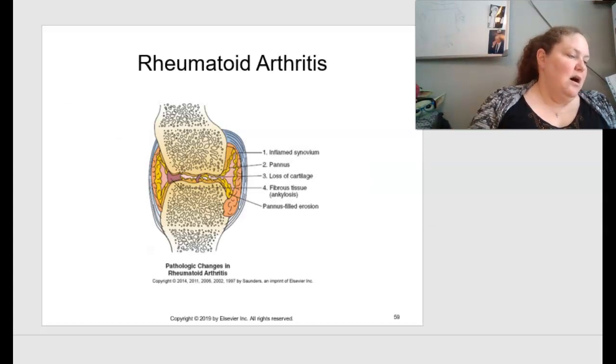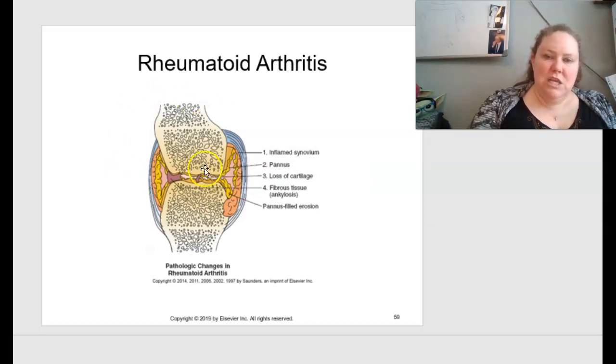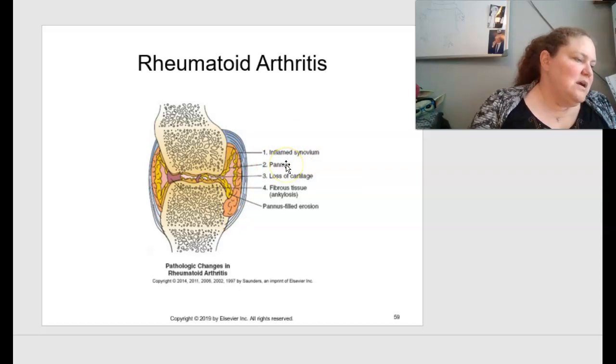Looking at the pathologic changes in the rheumatoid arthritis joint, you can see here the inflamed synovium. So that's a synovial fluid space that's going to be inflamed. You have the pannus that's going to be there. You have a loss of cartilage that you can see here. You have fibrous tissues that can grow. Then you have the pannus-filled erosion that also can occur.